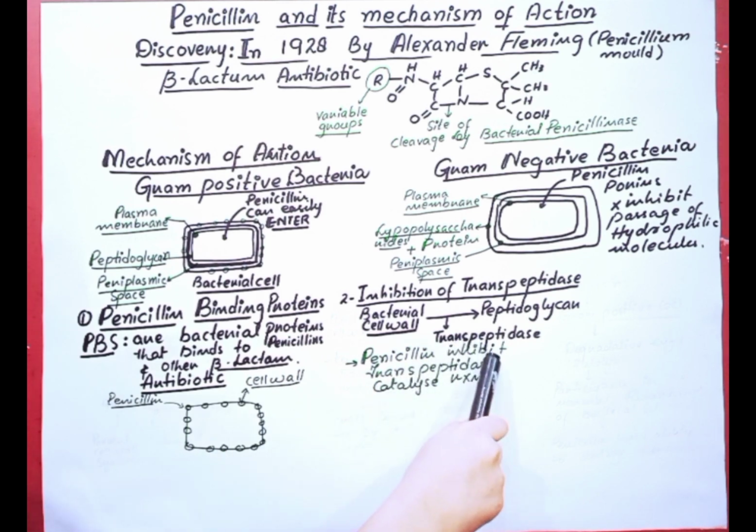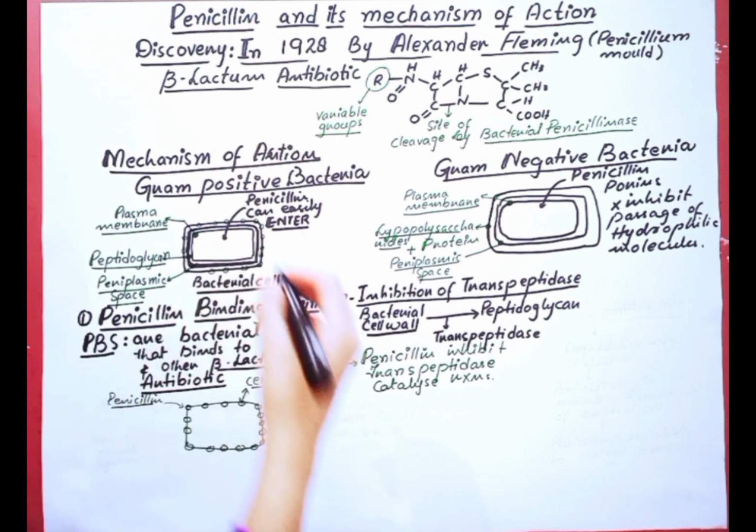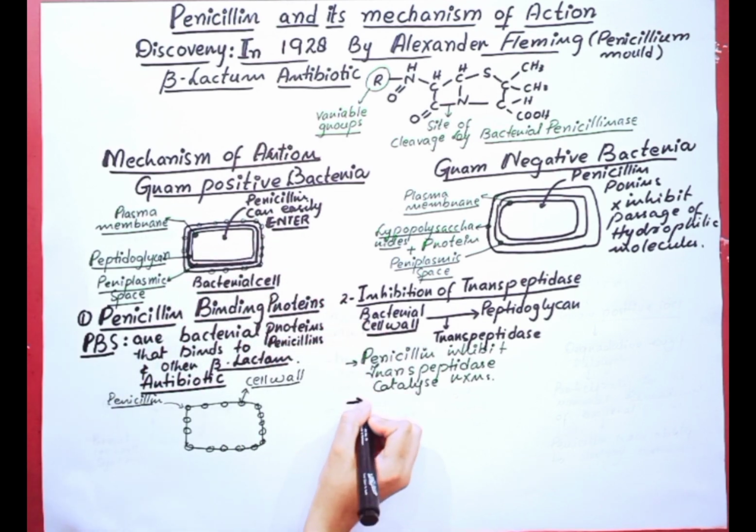As penicillin inhibits this transpeptidase enzyme, which is very important in the formation of the bacterial cell wall, the cross-linked structure of the bacterial cell wall depends on the function of this transpeptidase enzyme. Penicillin inhibits this transpeptidase-catalyzed reaction and as a result the inhibition of cross-linkage occurs, which is very essential for bacterial cell wall synthesis.